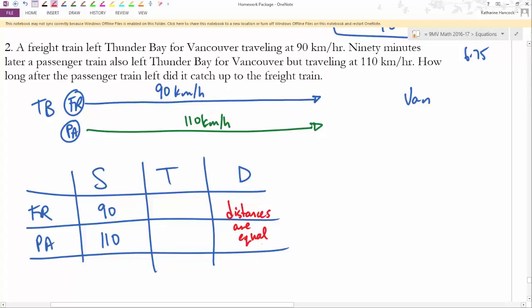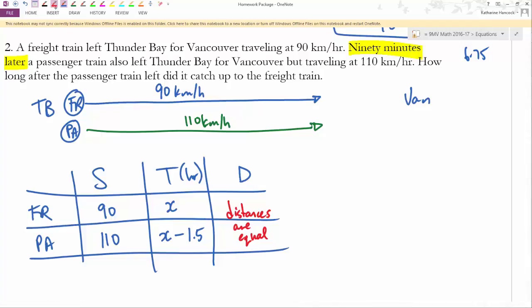And I know that however long the freight train traveled, the passenger train traveled that length of time, but then it says 90 minutes later. 90 minutes later, that's the same as 1.5 hours. Because my speed is in hours, I'm going to make sure that time is in hours, so it's going to be x minus 1.5. The passenger train is going to travel 1.5 hours less than the freight train.